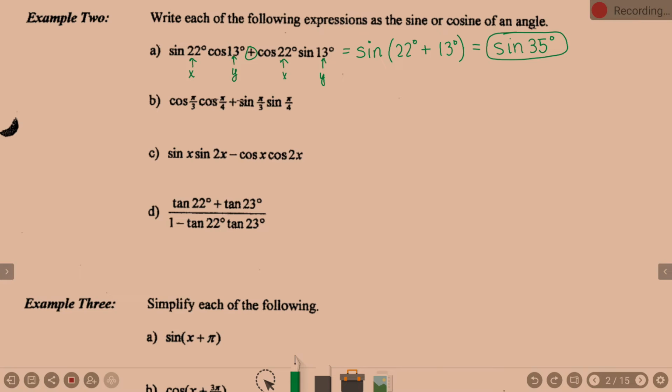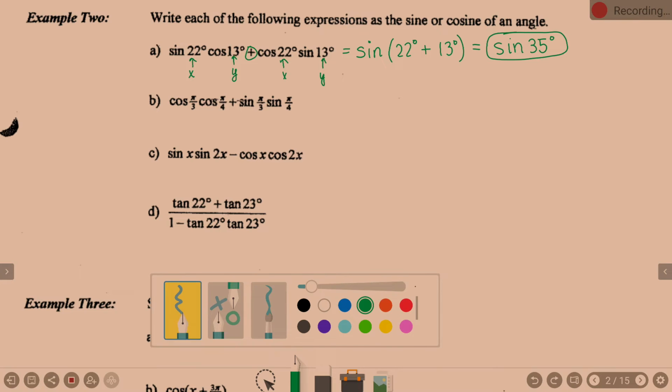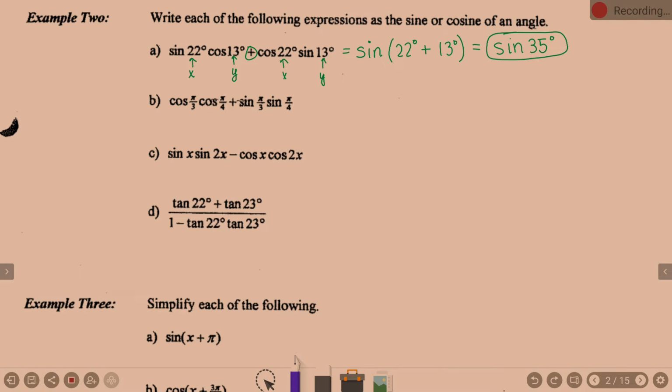Okay, let's try B. What about B? What can you tell me? Cosine? Why cosine? Because the identities match. This is cosine, cosine, sine, sine. So here I'm going to be looking at cosine.